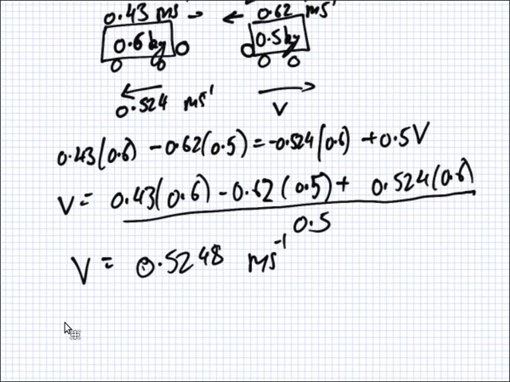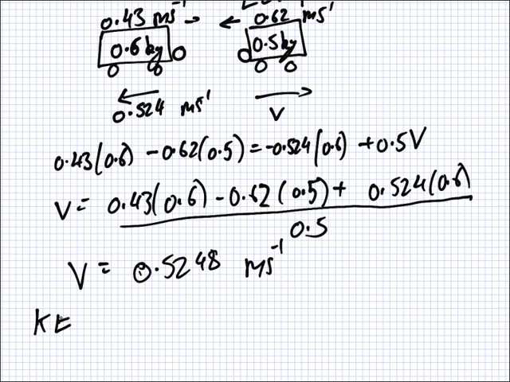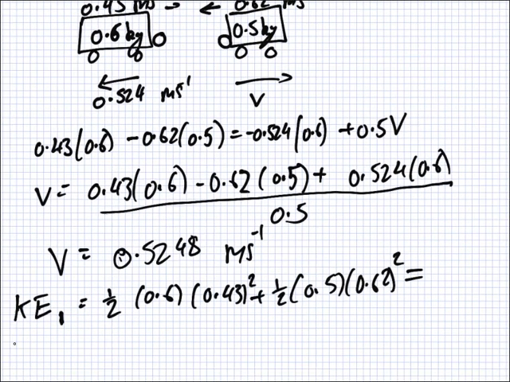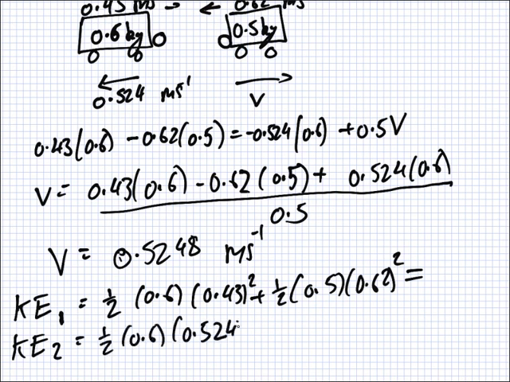Wait, is that right? Yeah. The kinetic energy at the beginning, we'll write it as KE1. That's a half m v squared plus a half m v squared. And then the kinetic energy afterwards, that's a half m v squared plus a half m v squared.